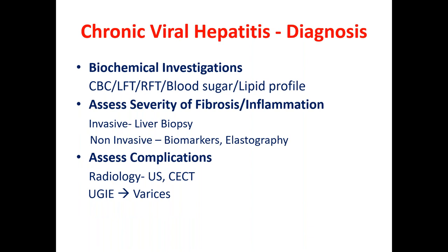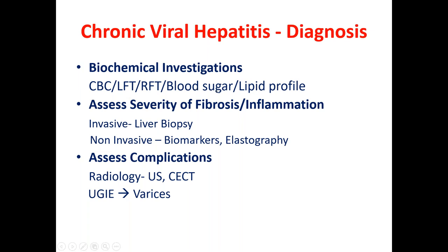So how do you diagnose? The tests which are being done can be divided into two parts. The first is the biochemical investigation. The biochemical investigations are helpful to look for certain complications. For example, in a simple blood count, we look for the platelet count. If the platelet count is less than 1.5 lakh, we will look carefully for cirrhosis. In liver function tests, we look for whether liver enzymes are elevated or not. We look for albumin. Low albumin again will point towards an underlying chronic liver disease.